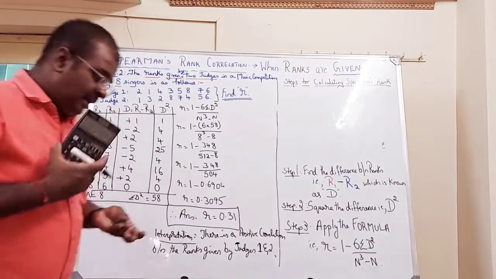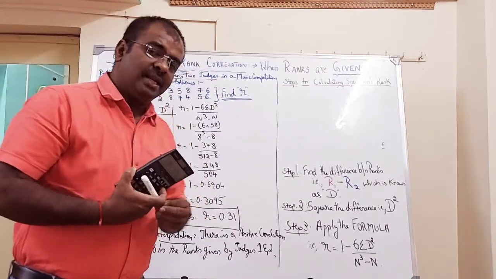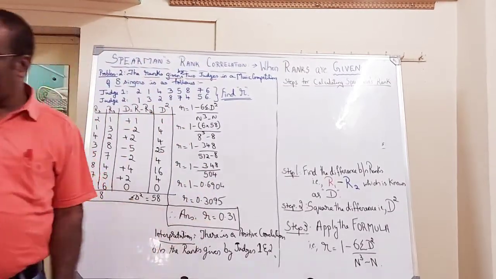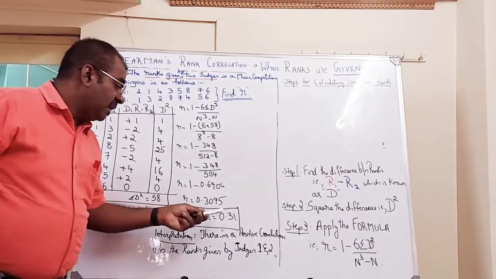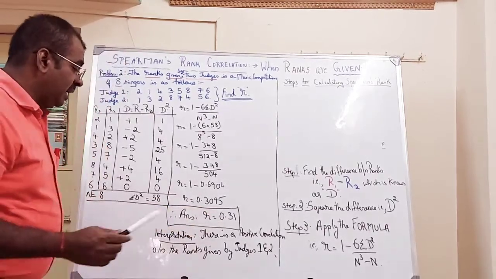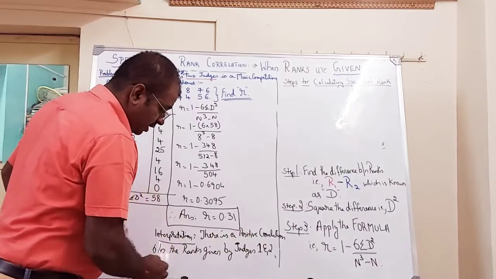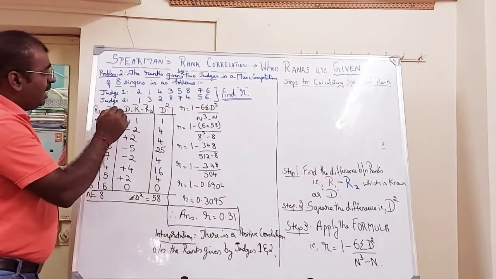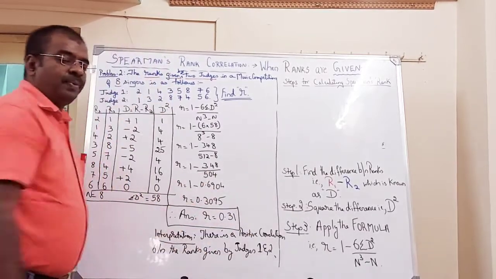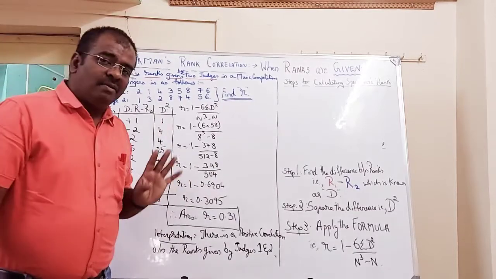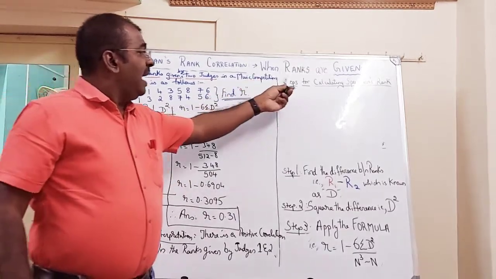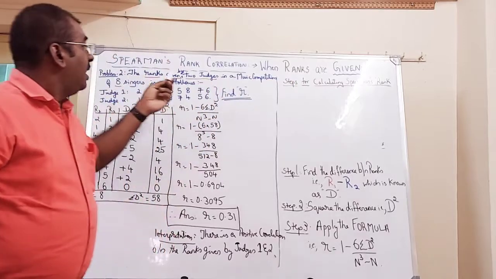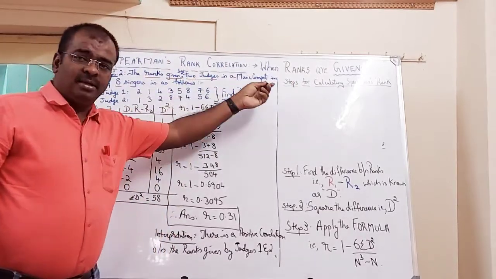So what is the final answer? It says correlation R is positive, which is 0.31. Therefore, this is a positive correlation. Hence, there is a positive correlation between the ranks given by judges 1 and judges 2. So this is how we solve the problem when ranks are given under Spearman's rank correlation.